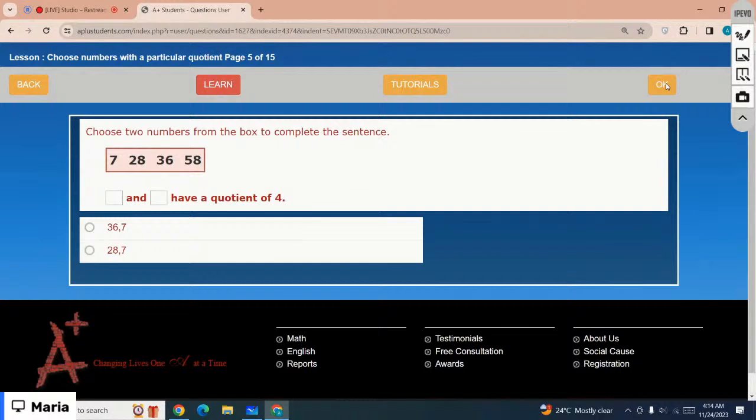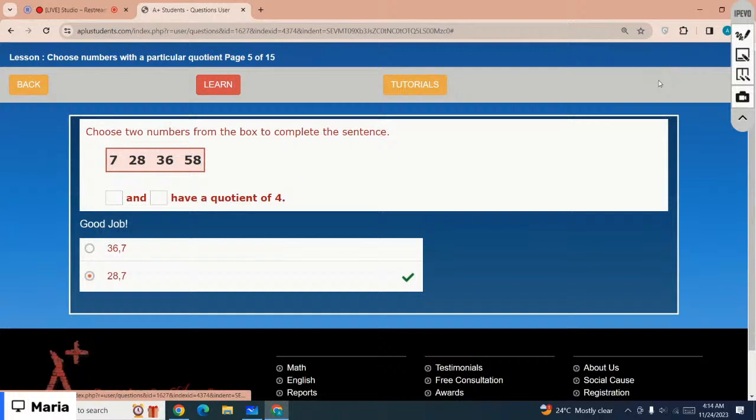Choose two numbers from the box to complete the sentence. Dash and dash have a quotient of 4. Which two numbers, when divided, have the quotient of 4? Yes, that is 28 and 7, because 7 times 4 is 28. So the correct option is option 2, 28 and 7.